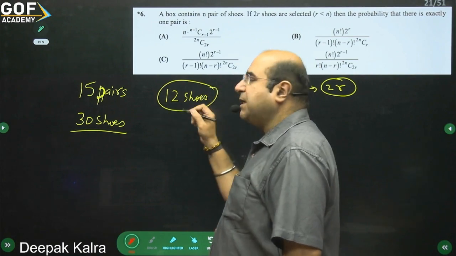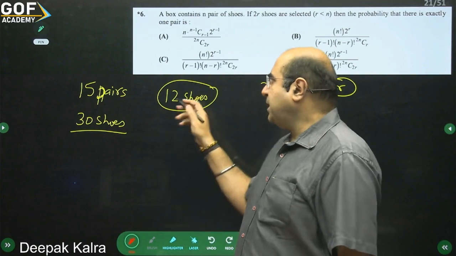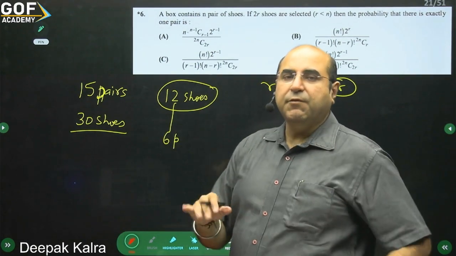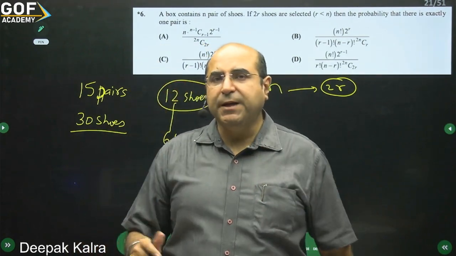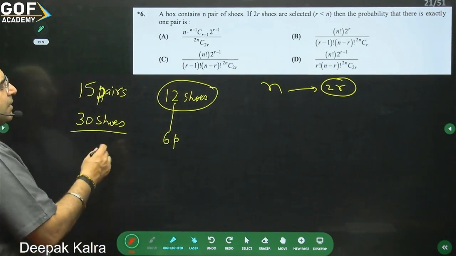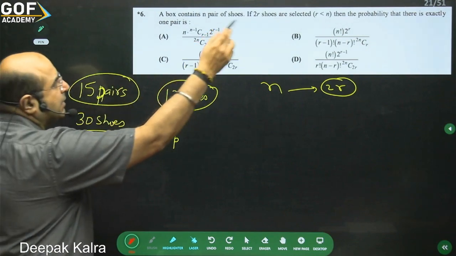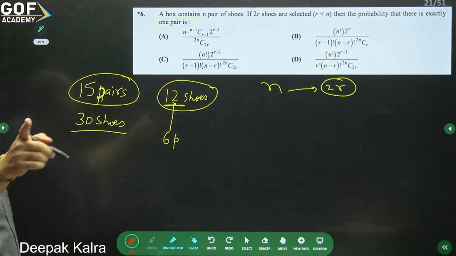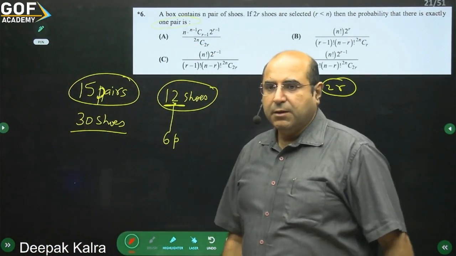Understand the term which I am using: 12 shoes, not 12 pairs. 12 shoes means I want to select 6 pairs, if I talk in terms of pairs. But should it be a pair or should it not be a pair? That is the important thing to understand. 15 pairs are there, I want to select 12 shoes out of those, with exactly 1 pair. You start with 1 pair, and I'll tell you for 2 pairs, 3 pairs and so on, in general as well.